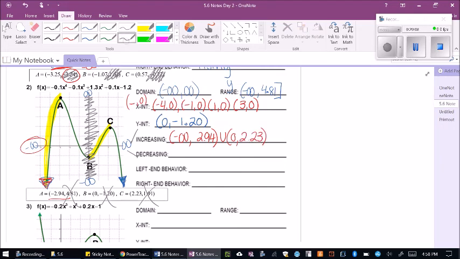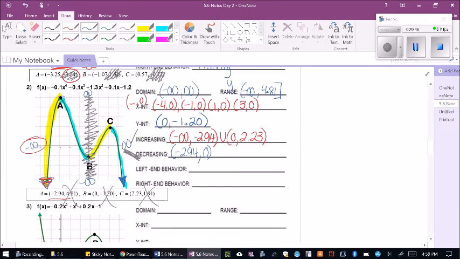Okay, so decreasing, where it's going downhill, where it's falling from left to right. And so it's falling from A to B, and then it's falling from C to infinity. So these blue pieces. So let's write this interval. I'm going to use the x values for this. Point A, that is negative 2.94 to B, and B was 0.